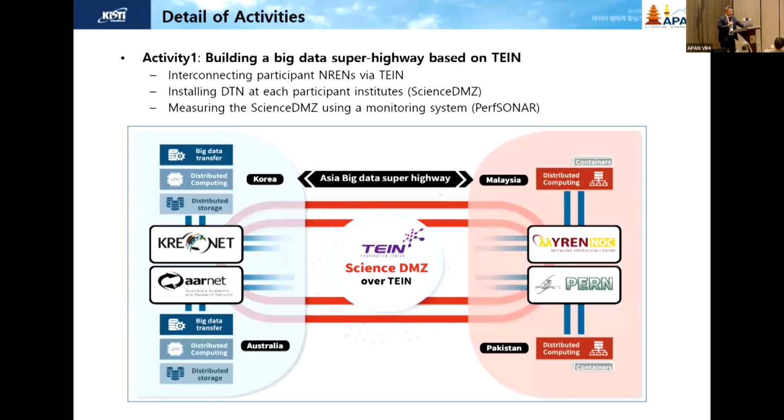Building the big data superhighway based on TEIN is activity one. There are three steps to enable this environment. The first is interconnecting participant NRENs via TEIN: KREONET, RNet, MYREN, and PREN. The second is installing DTNs at each participant institute. The third is measuring the science flows using the monitoring system. More detail about activity one will be presented by Asif Plaza in session 2.